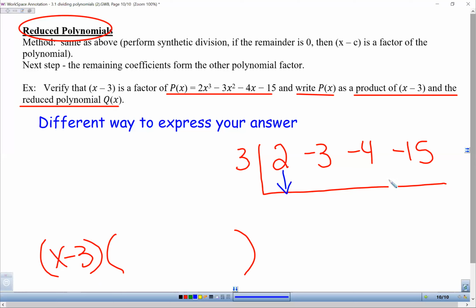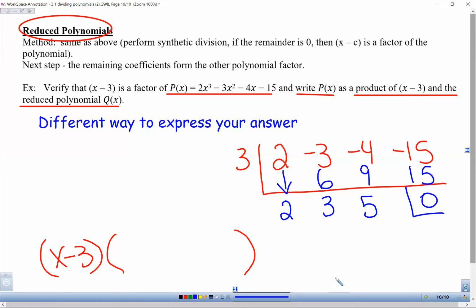Now, notice it says verify that it is a factor. To be a factor, we have to get 0 for our remainder. If you don't get 0, then you can't finish the problem. So they're kind of telling you to begin with, hey, guess what? You're going to get 0 for your remainder. So 3 times 2 is 6. Add those together. 3 times 3 is 9. Add those together.